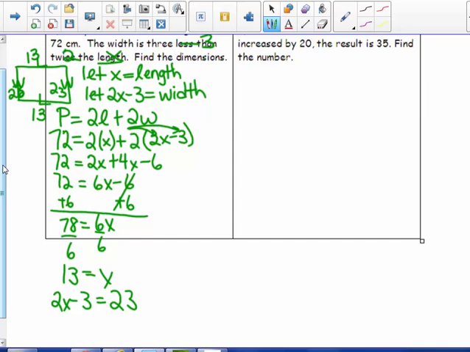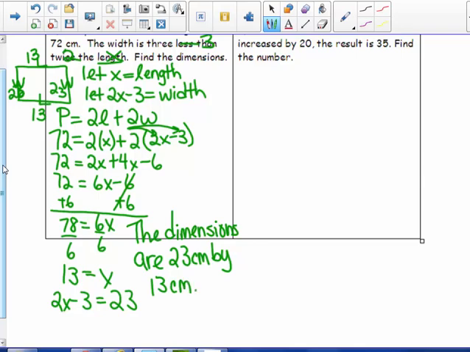Find the dimensions. And I could say the dimensions, or I could say the length is 13 centimeters and the width is 23 centimeters. Or I could say the dimensions are 23 centimeters by 13 centimeters, or 13 by 23. Doesn't really matter that order.